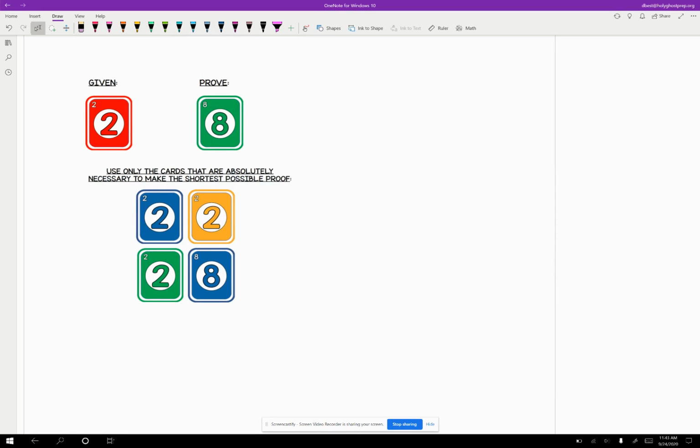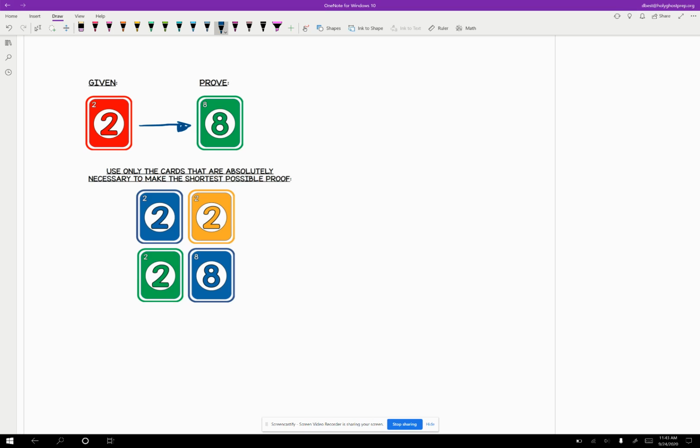Now I'm going to switch it up here a little bit because I'm giving you a red 2. I want to get to a green 8, but I want to do this in the shortest possible moves. So I want to use as few cards as necessary. So look at our options and decide how you would do this proof.